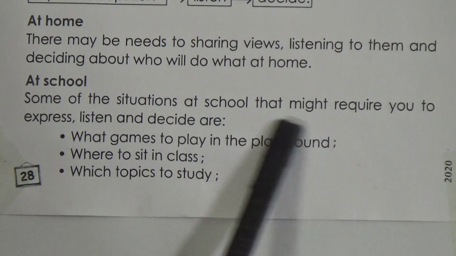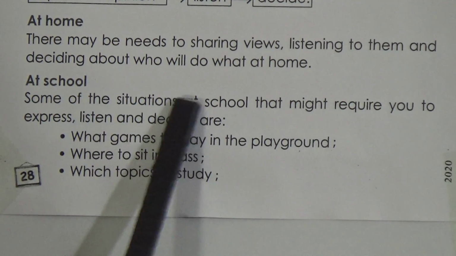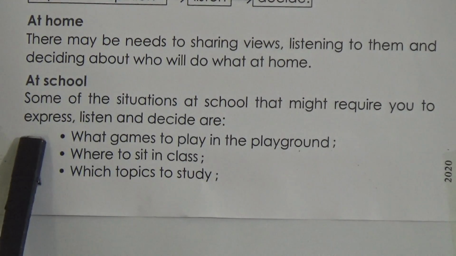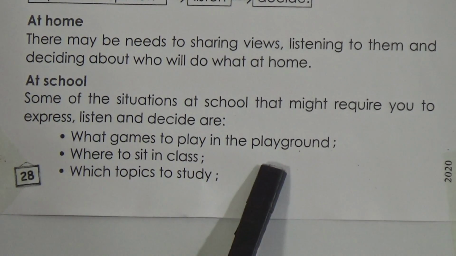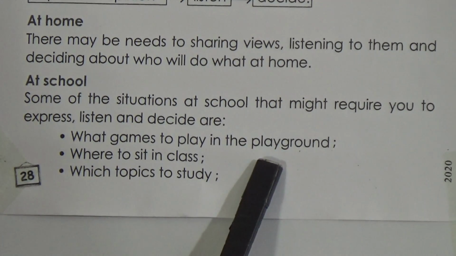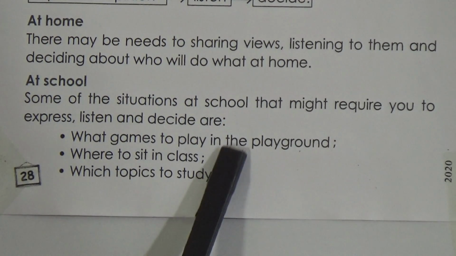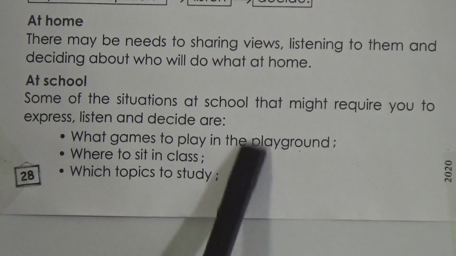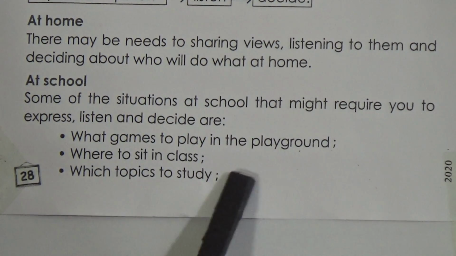So at first, sometimes you need to express, sometimes you need to listen, and sometimes you need to decide. So what are the things actually? The first one is what games to play in the playground. What type of games can you play? You need to ask your parents, or ask your teachers, or you can learn that through observation. So at first someone needs to express and someone needs to listen, and you can decide which games you can play in the playground.